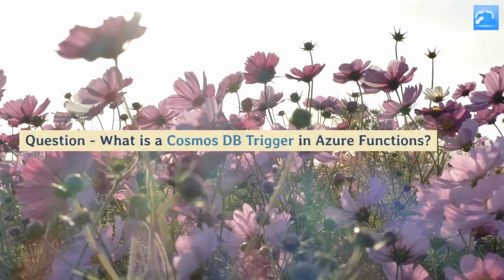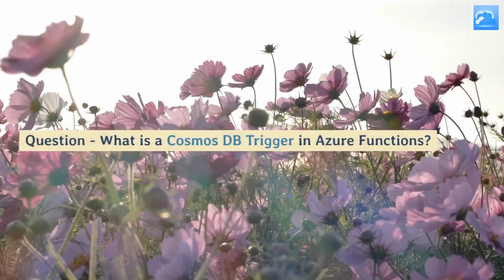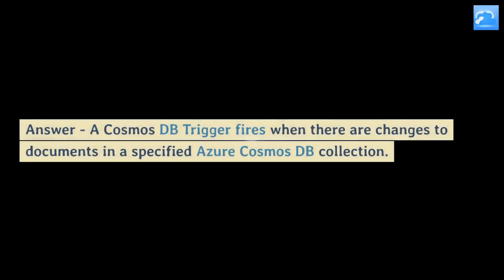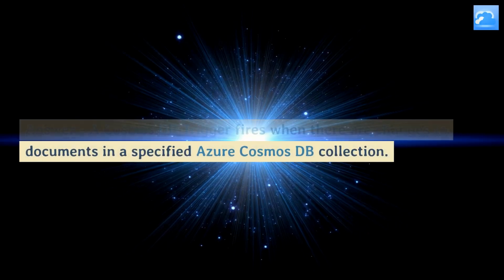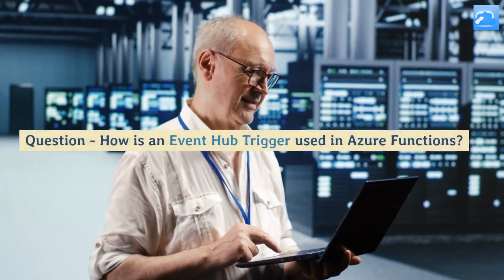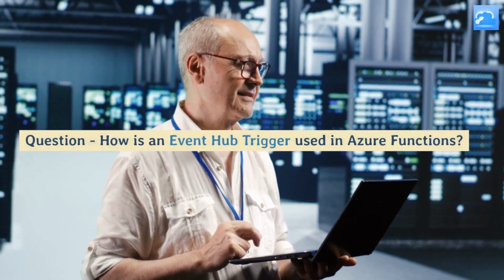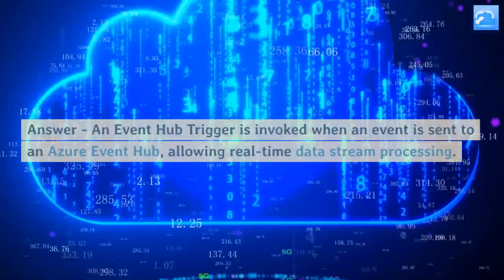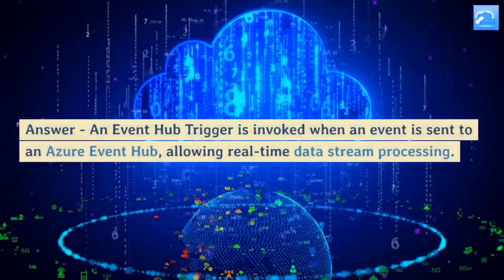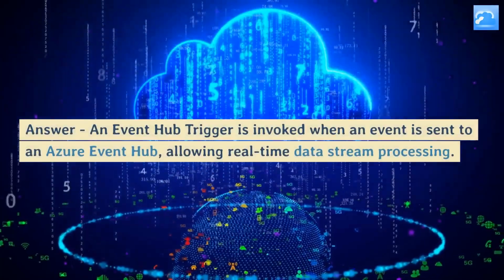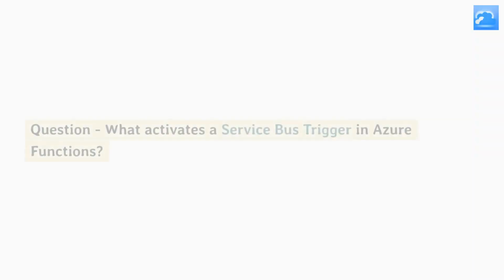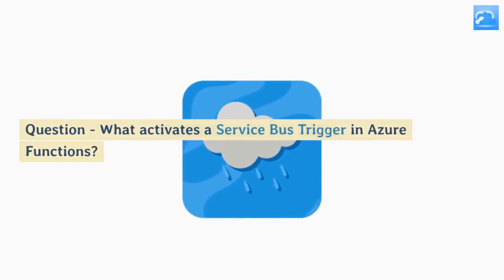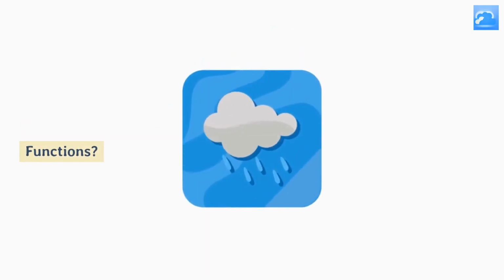Question: What is a Cosmos DB trigger in Azure Functions? Answer: A Cosmos DB trigger fires when there are changes to documents in a specified Azure Cosmos DB collection. Question: How is an Event Hub trigger used in Azure Functions? Answer: An Event Hub trigger is invoked when an event is sent to an Azure Event Hub, allowing real-time data stream processing. Question: What activates a Service Bus trigger in Azure Functions?